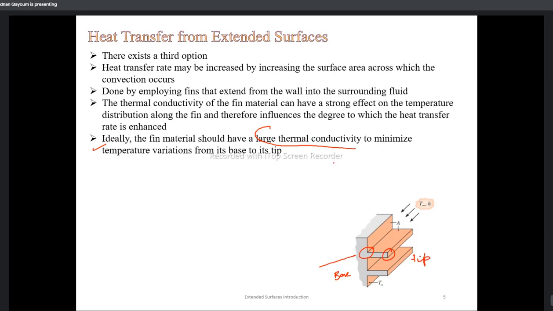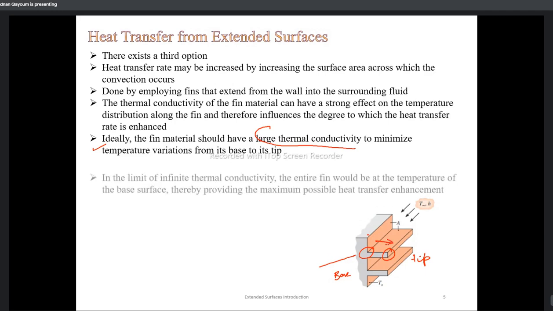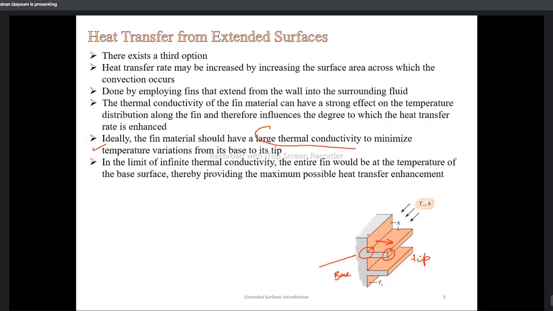So this is what we say: it should have a large thermal conductivity so that you are minimizing these temperature variations as you go from the base towards the tip. Theek hai? In the limit, I told you, if you have a fin whose material has infinite thermal conductivity, the entire fin would be at base temperature. Therefore, in that case you'll have the maximum possible heat transfer enhancement. Again, you cannot have it, but you can have maximum possible heat transfer enhancement if the thermal conductivity is infinite. Okay, fine.